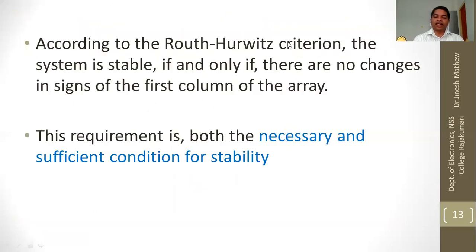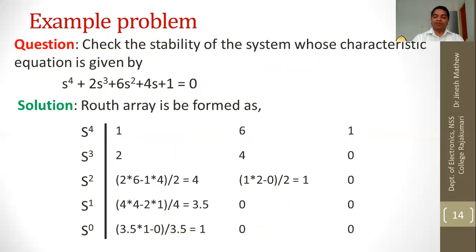According to the Routh-Hurwitz criterion, the system is stable if and only if there are no changes in the signs of the first column of the array. This requirement is both the necessary and sufficient condition for stability. Now you know the necessary and sufficient condition for stability of an electrical network. Now we will do an example problem.